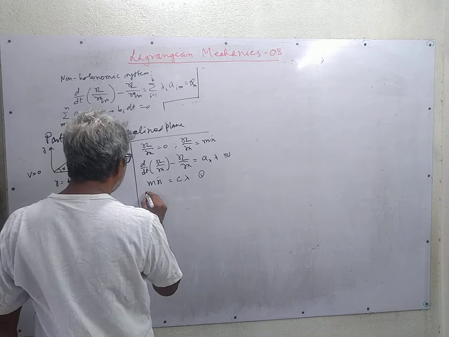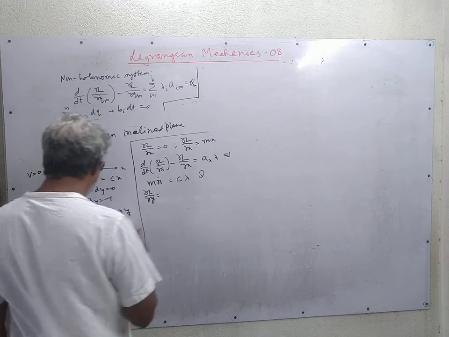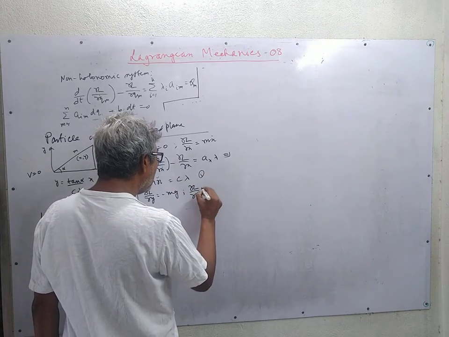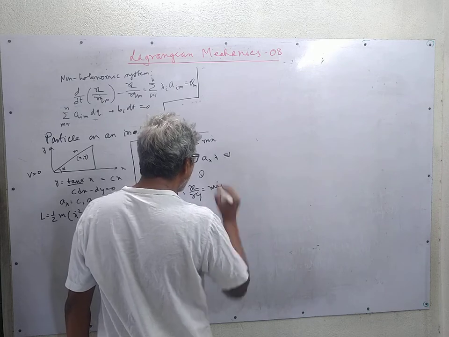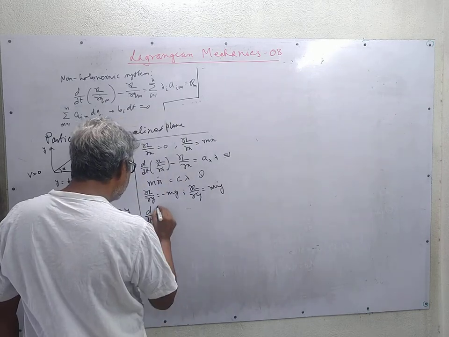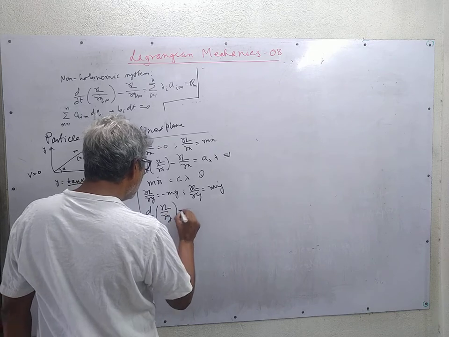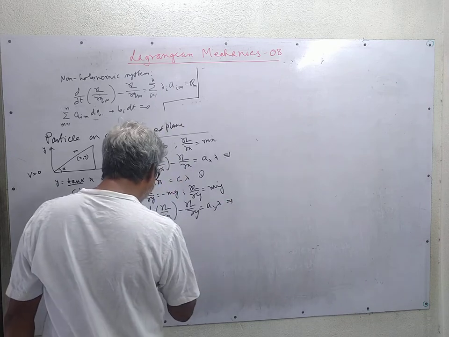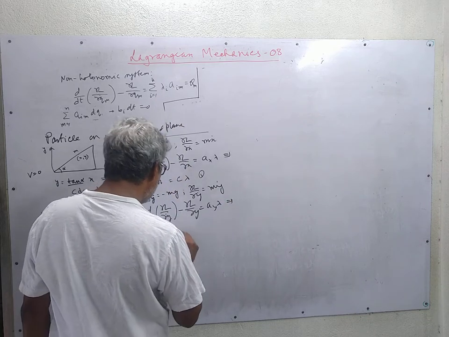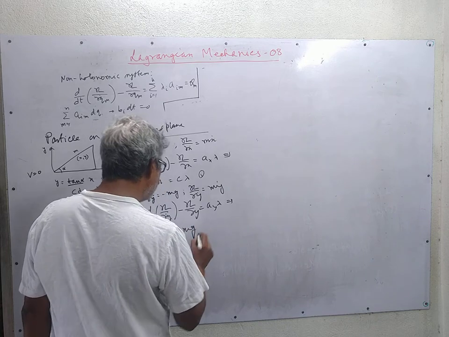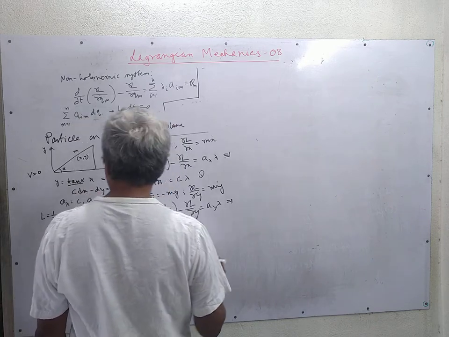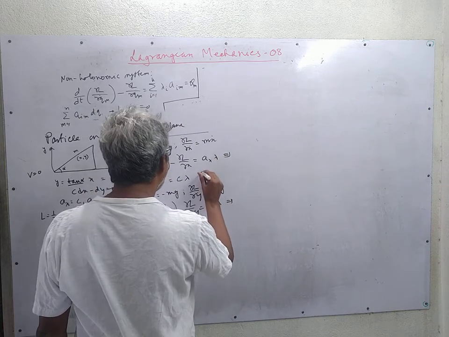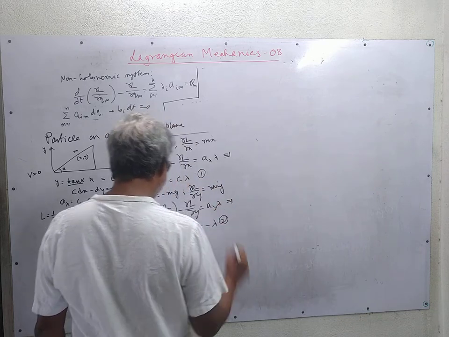And for the y equation, del L by del y is minus mg, and del L by del y dot is equal to m y dot. So d/dt of del L by del y dot minus del L by del y is equal to A_y lambda, which gives us m y double dot plus mg equal to, since A_y is minus 1, minus lambda. This is equation 1, this is equation 2.